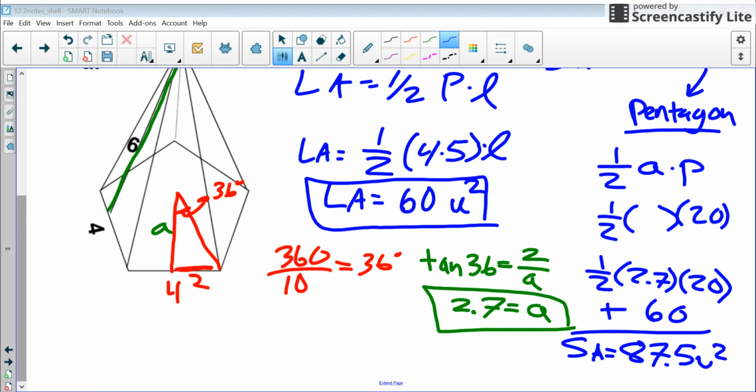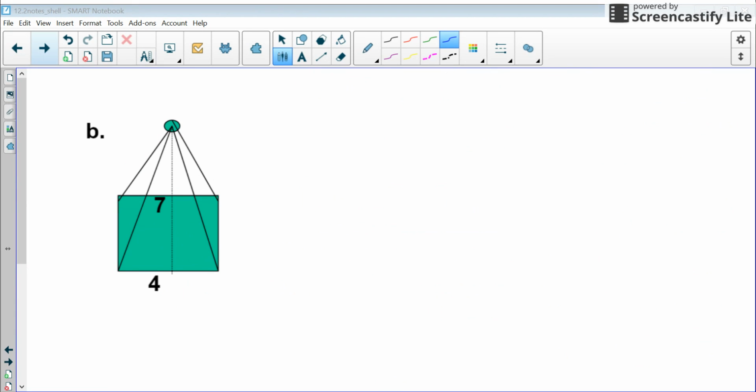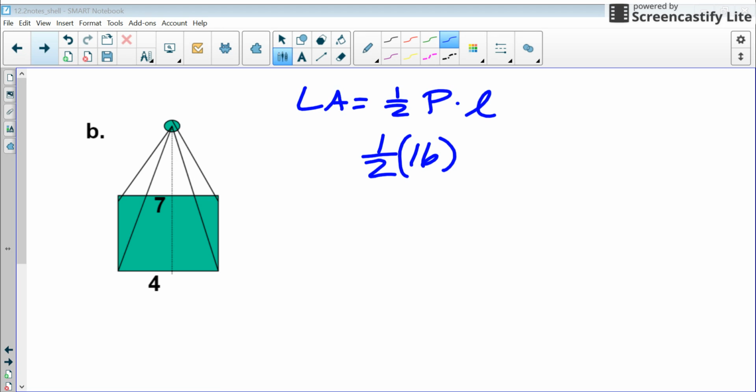Okay. I want to slide down and do one more example. We want to find our lateral area and then our total surface area. The lateral area is going to be 1/2 perimeter of the base times the slant height. Our base is a square, so the perimeter is going to be 4 times 4, so 16. And our slant height is 7. So then our lateral area is going to be 56 units squared.